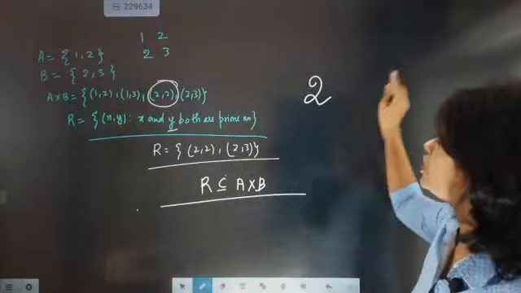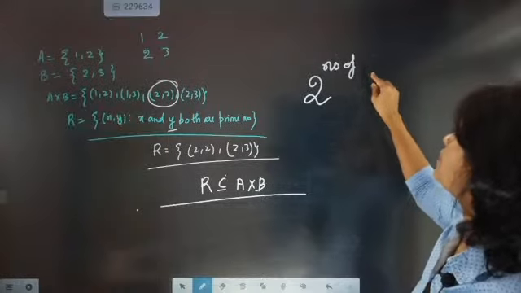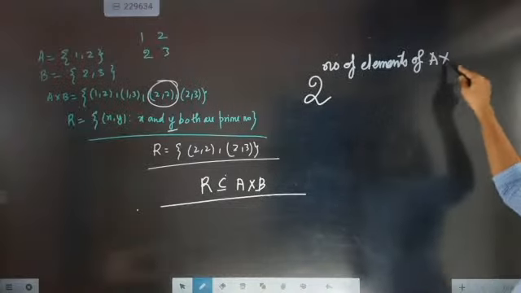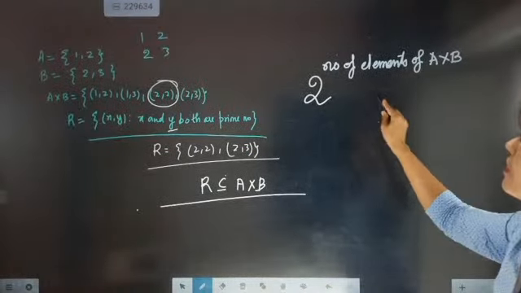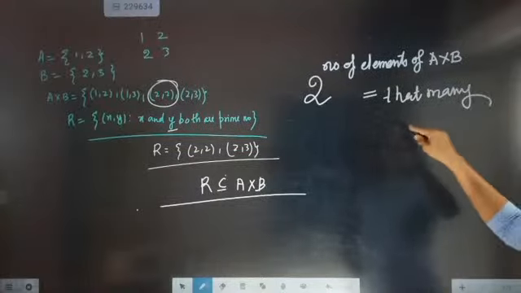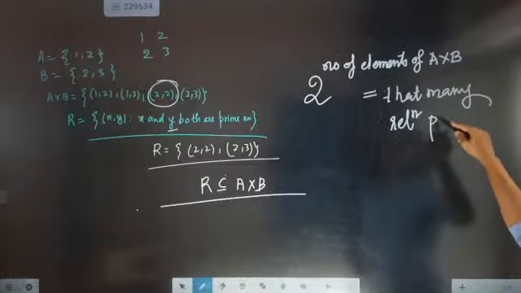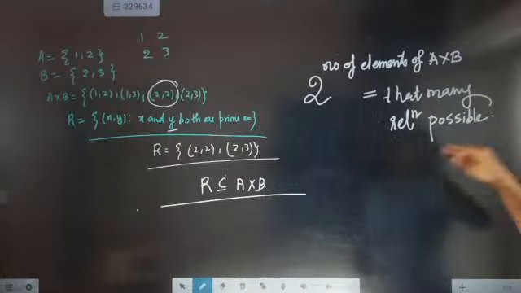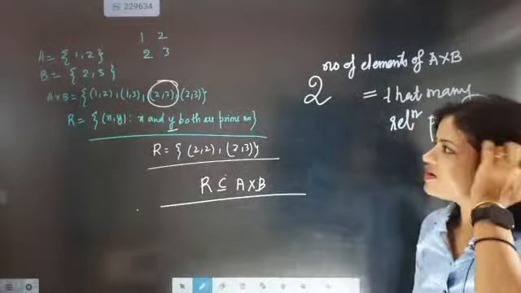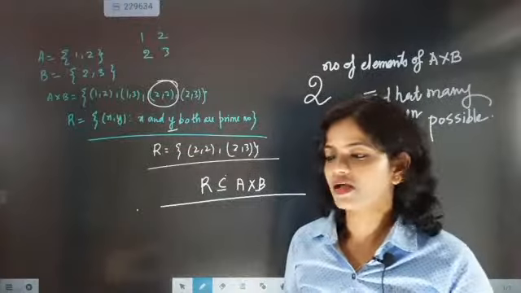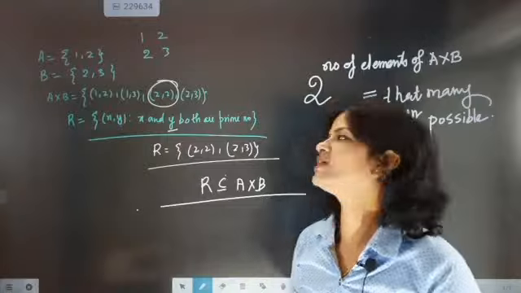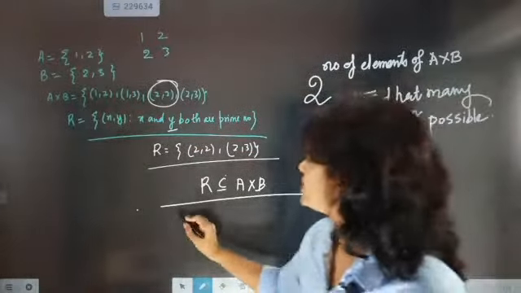That means 2 to the power number of elements of A cross B. That many relations are possible, not one. You may be thinking that only one relation is possible, but I just showed you one relation in that. Now there will be a total of 16 relations possible. Fine. From these 4 elements we can make any of them.